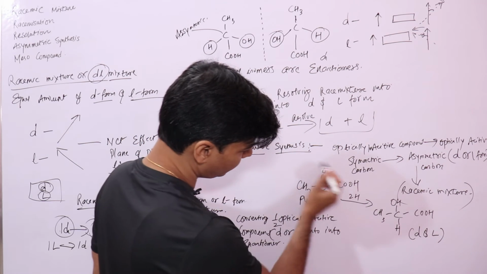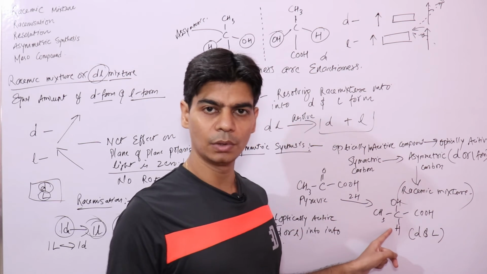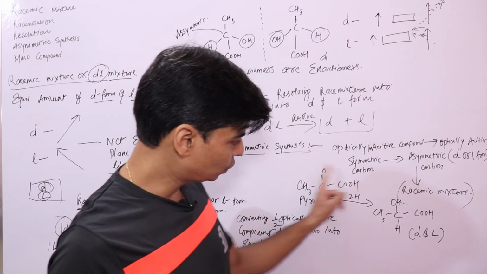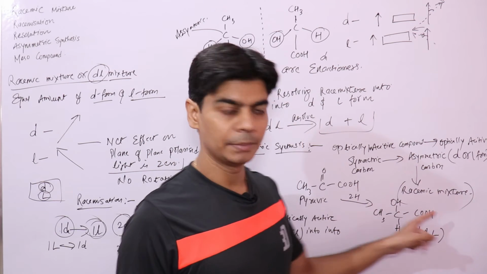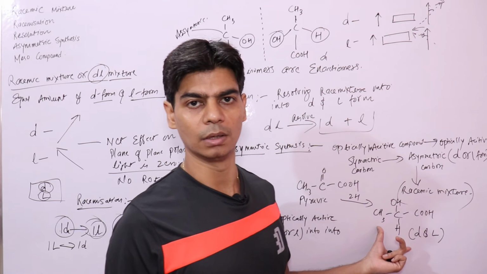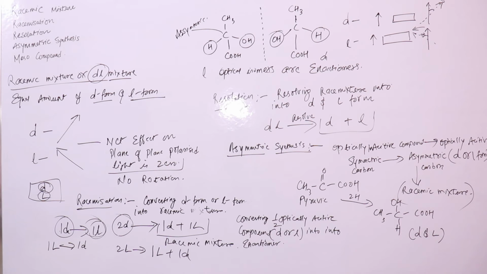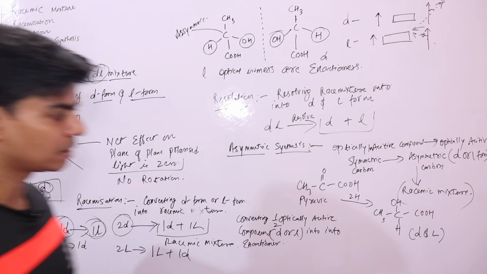So here this is your optically inactive compound, and this is your lactic acid, we know is optically active, right? But what you will get here is a racemic mixture, because the chances of getting a D lactic acid and an L lactic acid would be equal. Now what you can do so that it does not result in a racemic mixture is, if you carry out this reaction in the presence of an optically active compound, then what you will get is an optically active compound. You will not get a racemic mixture in that case.